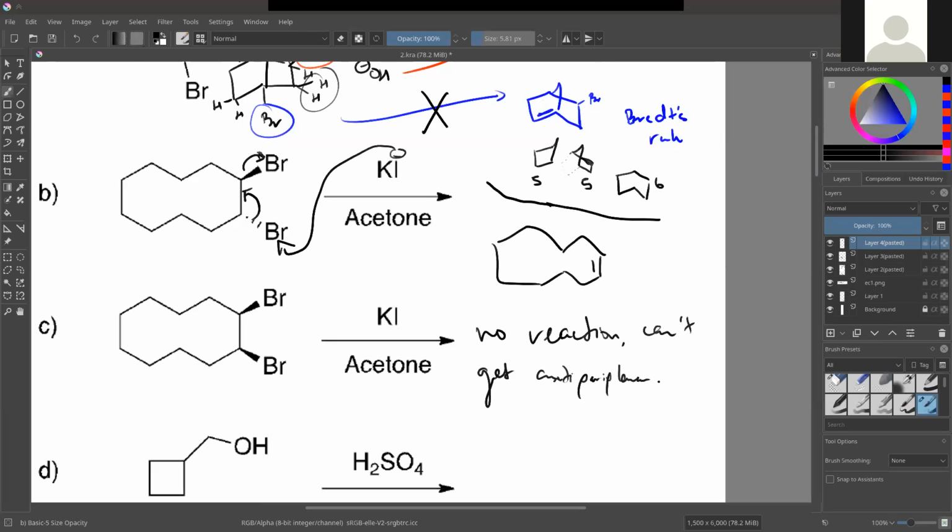Could it react with another hydrogen on the carbon to the left of the bromine? This will only happen because potassium iodide is a really weak base. So this will only happen if the bromine is anti-periplanar. Yeah, okay, got it.